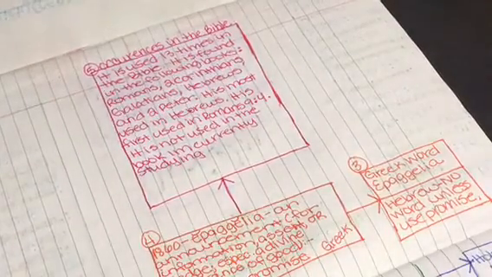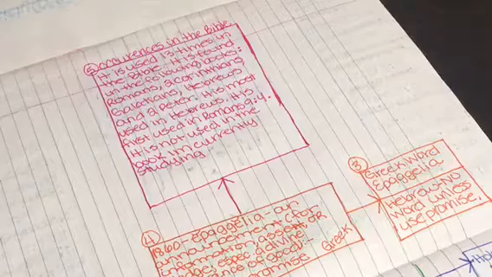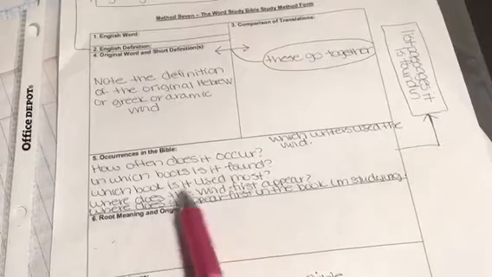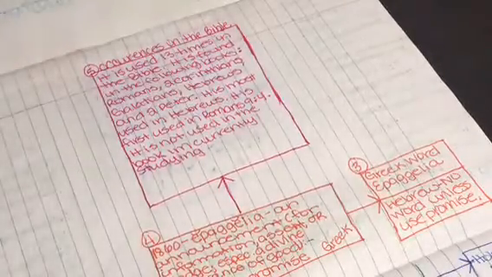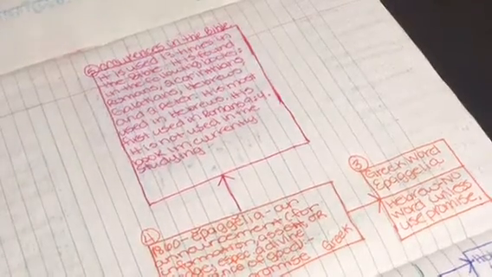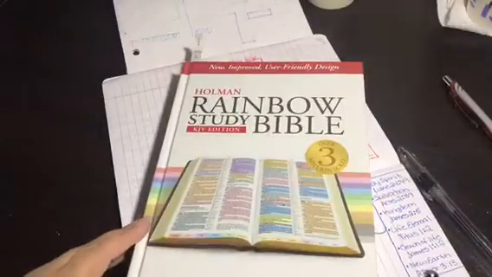And then it says, which writers does it, the question here. So we answered, how often does it occur? In which book is it found? In which book is it used most? Where does the word first appear? Where does it appear first in the book that you're studying? And which writer uses the word? So for that, I use my Rainbow Study Bible, because I don't have memorized who wrote all the books of the Bible. So I used this Holman Rainbow Study Bible, which I love.